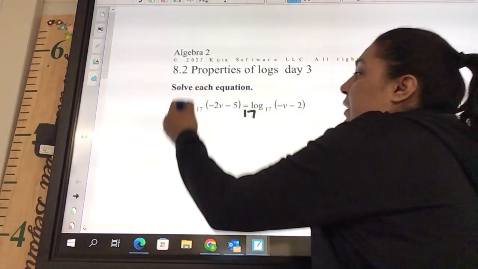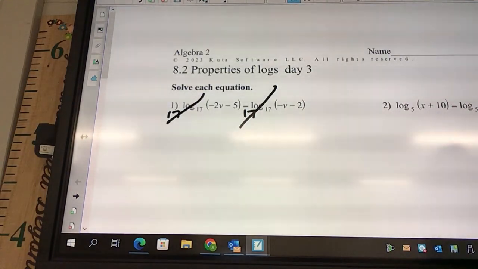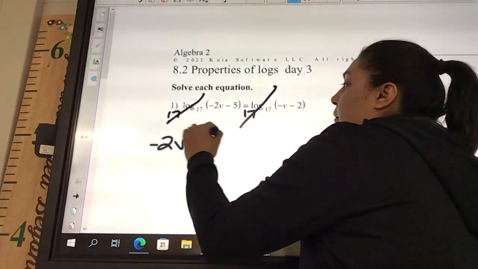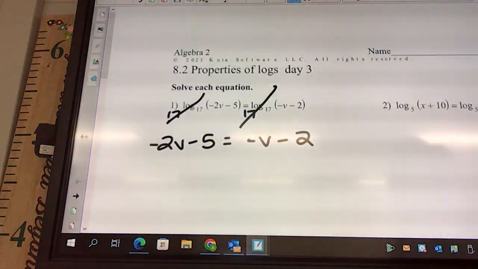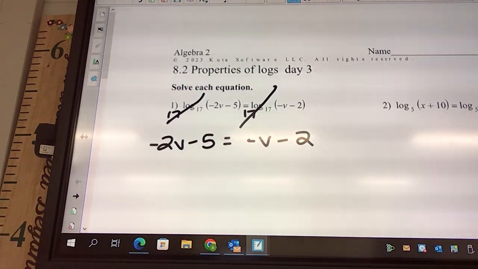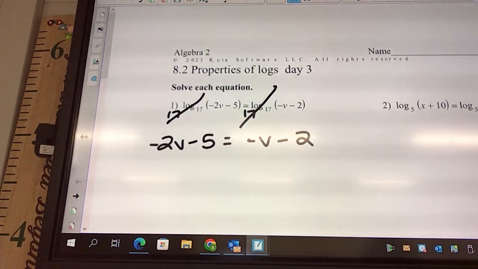What happens is this log cancels and this log cancels, and so all you have left is the stuff inside the parentheses. So negative 2v minus 5 equals negative v minus 2. There. Now it's just a matter of solving.